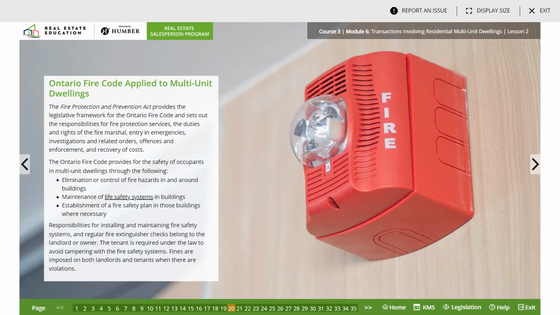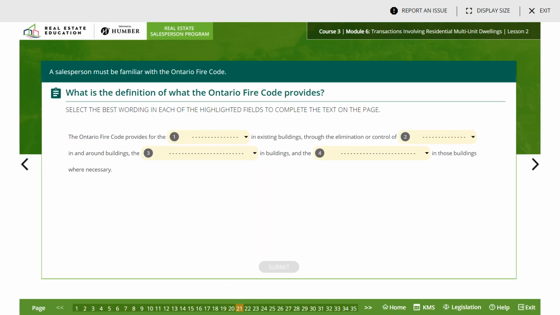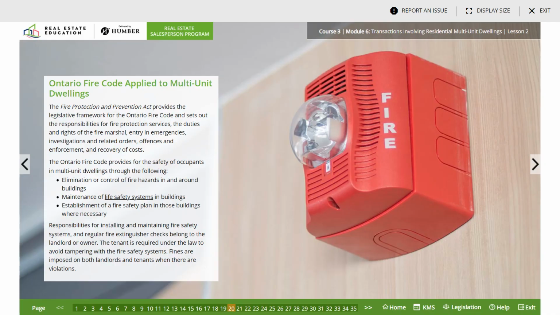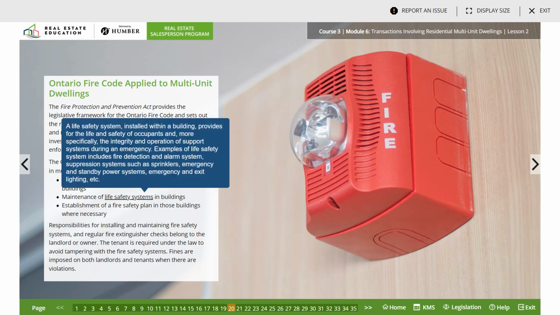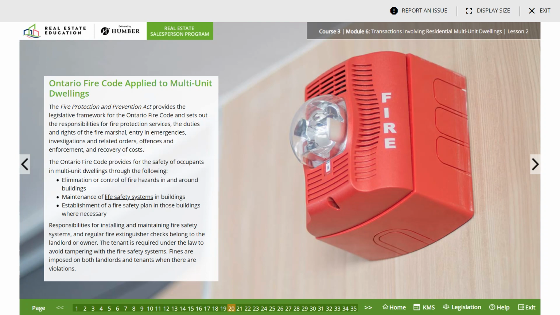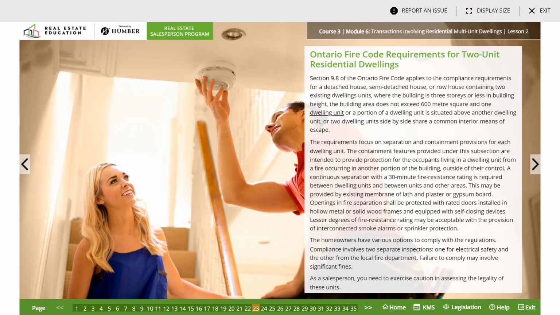Okay, so fire code requirements basically mean, let's go back. The Ontario Fire Code provides for the safety of occupants in multi-unit dwellings throughout the following: elimination or control of fire hazards in and around the buildings, maintenance of fire safety systems in the building, establishment of a fire safety plan in those buildings wherever necessary. Yeah, so that was the Fire Code. Let's see what they talk about.